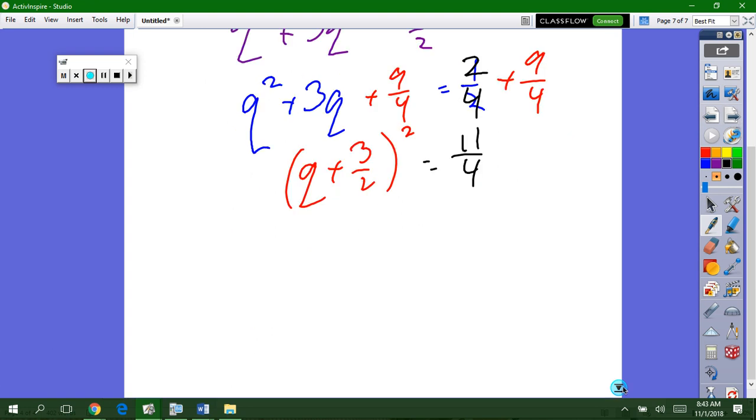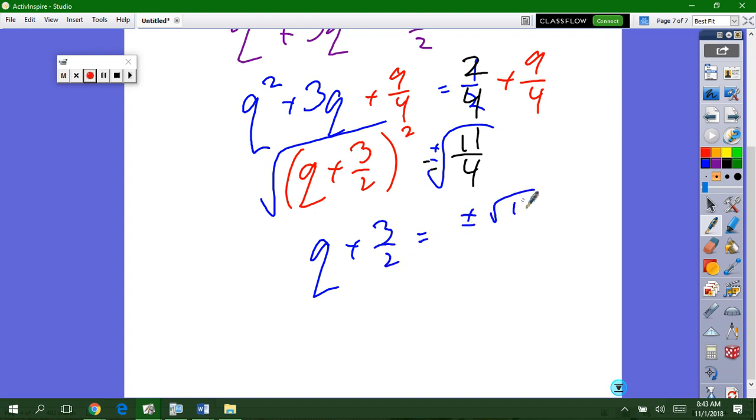All right. Now, how do I get rid of a square? I'm physically taking a square root, so what do we need to do? Plus or minus. So I'm at q plus 3 halves equals plus or minus root 11 over 2, because what's the square root of 4? Square root of 4 is 2, isn't it? Ladies and gentlemen, how do I get q by itself? Minus it, right?